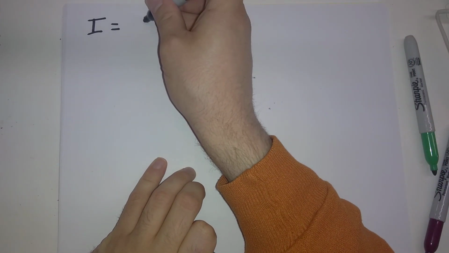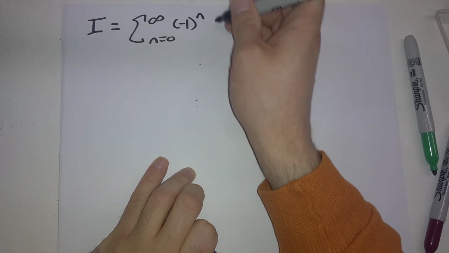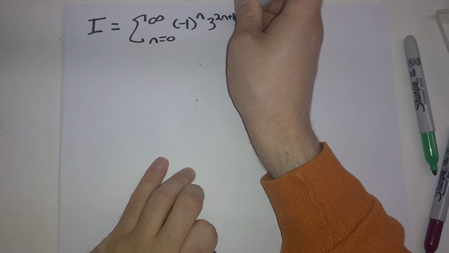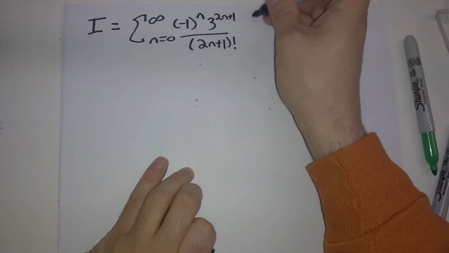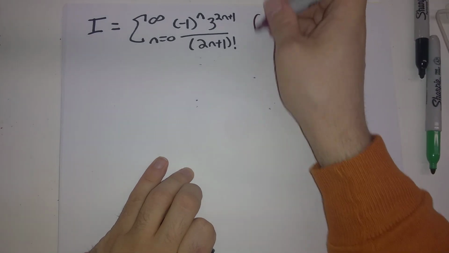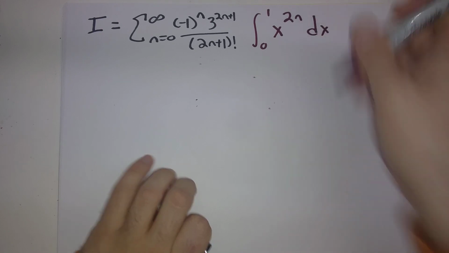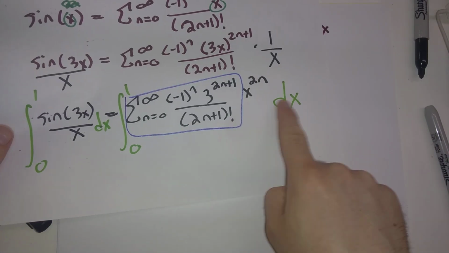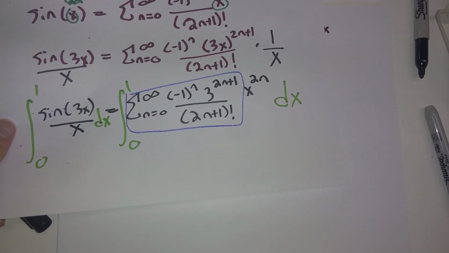And so when I do that, I end up with I is equal to the sum from n from 0 to infinity of minus 1 to the n times 3 to the 2n plus 1 divided by 2n plus 1 factorial. And now I write down the integral here from 0 to 1 of x to the 2n dx. So the only thing left over here in terms of x were the integral from 0 to 1 of x to the 2n dx.